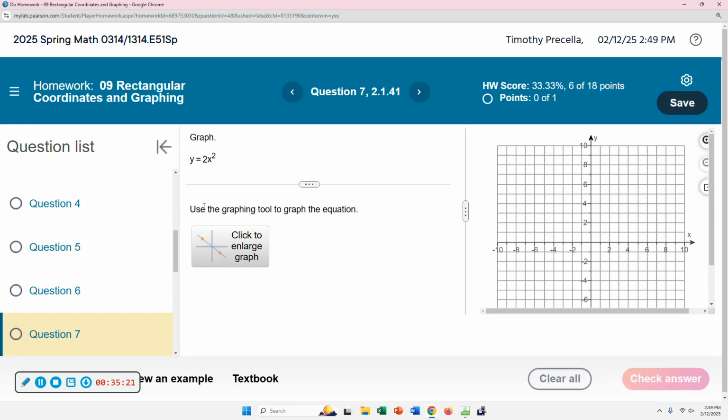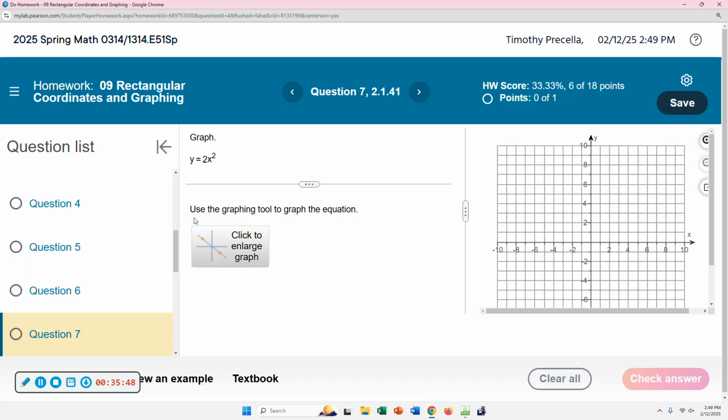Number 7. It says graph y equals 2x squared. This is another quadratic. How do I know it's quadratic? That x squared that appears there says it's going to be a U-shaped figure. So what did they not give us? They just tell us to draw the graph. What have they not given us? You choose the numbers yourself in that event.